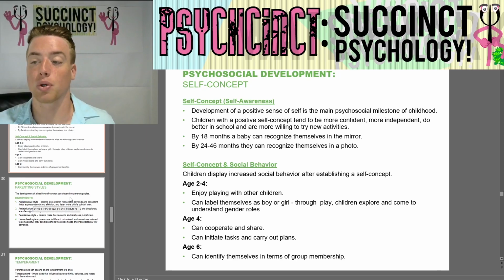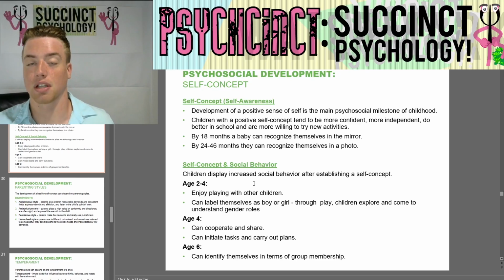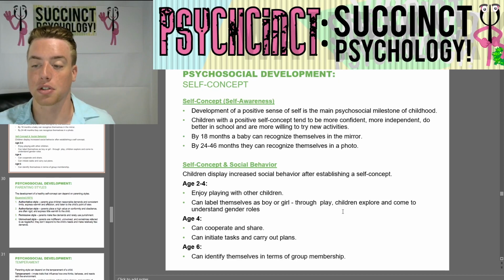By 24 to 46 months, they can recognize themselves in a photo. Self-concept and social behavior: children display increased social behavior after establishing a self-concept. So, age 2 to 4, they enjoy playing with other children and can label themselves as a boy or girl. Through play, children explore and come to understand gender roles. Now, at age 4, they cooperate and share and can initiate tasks and carry out plans. And by age 6, they can identify themselves in terms of group membership.